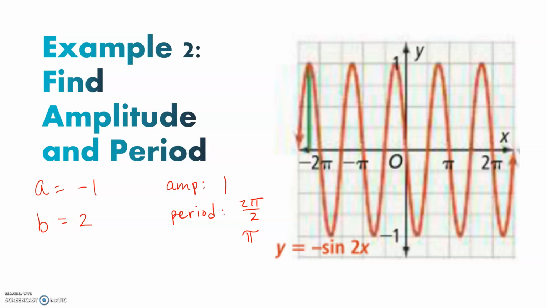Now let's look at our graph and see if we're correct. From the midline to the minimum, I see that that's 1 unit. From the midline to the maximum is also 1 unit. And then the amount of time it takes to complete a cycle, well, we start at 0, we go down to -1, we go back to 0, we go up to 1, and then back to 0. It takes pi units to complete 1 cycle.